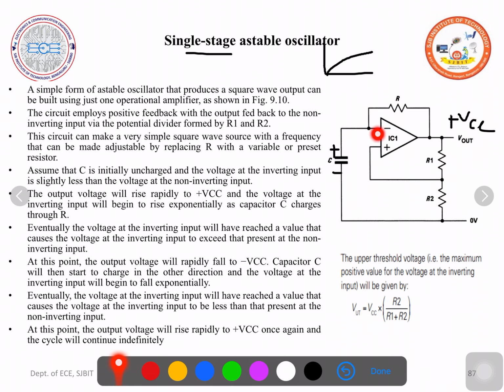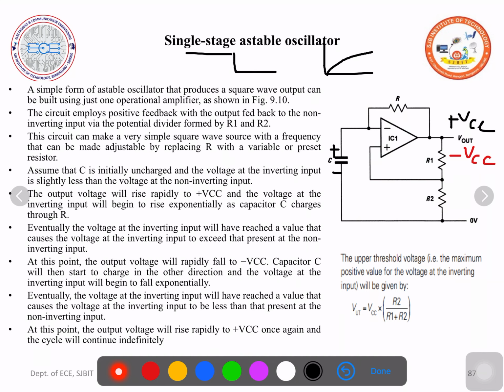If the voltage at the inverting terminal crosses the voltage which is present at the non-inverting terminal, I repeat, if the voltage at the inverting terminal becomes more than the voltage at the non-inverting terminal, now the output voltage changes to minus VCC, as the voltage at the inverting terminal is more than the voltage at the non-inverting terminal. The output voltage rapidly falls to minus VCC.